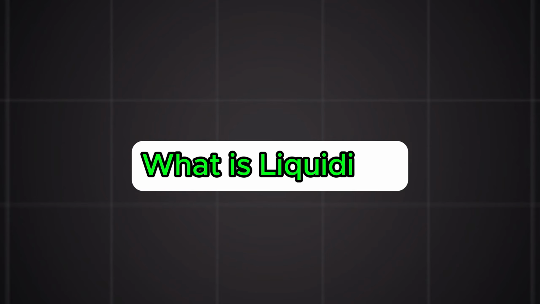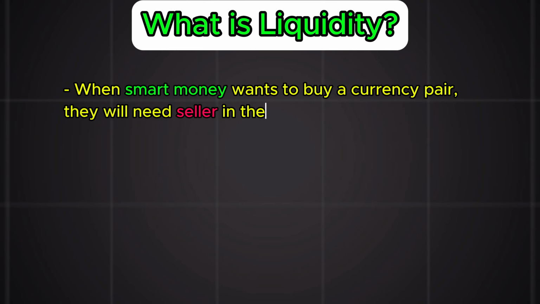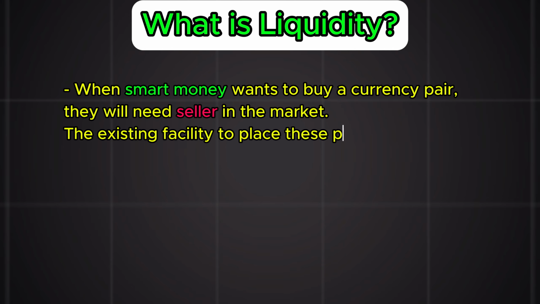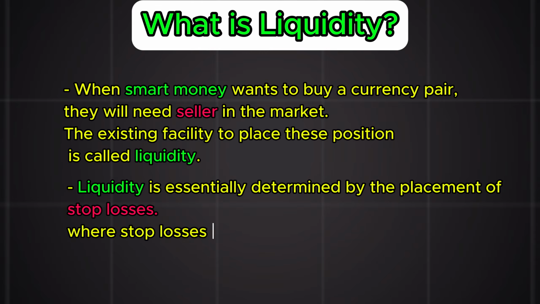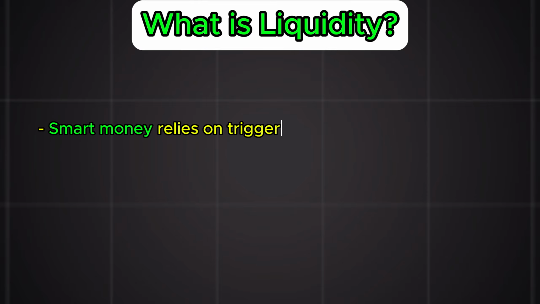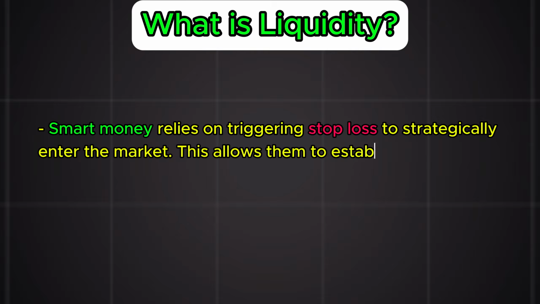Let's start with the definition first. What is liquidity? When smart money wants to buy a currency pair, they will need sellers in the market. The existing facility to place these positions is called liquidity. Liquidity is essentially determined by the placement of stop losses. Where stop losses are positioned, liquidity is found. Smart money relies on triggering stop losses to strategically enter the market. This allows them to establish their positions effectively.